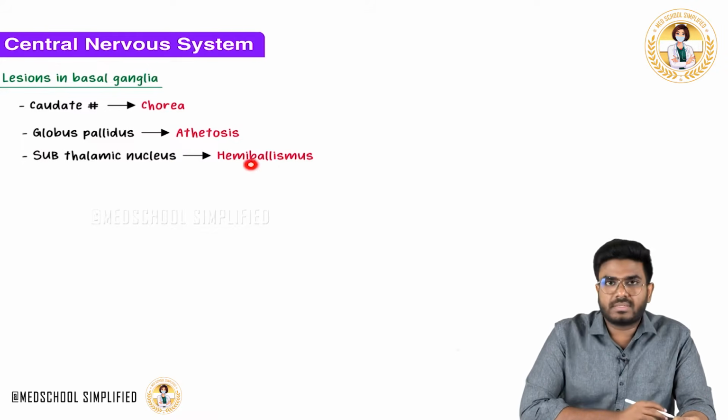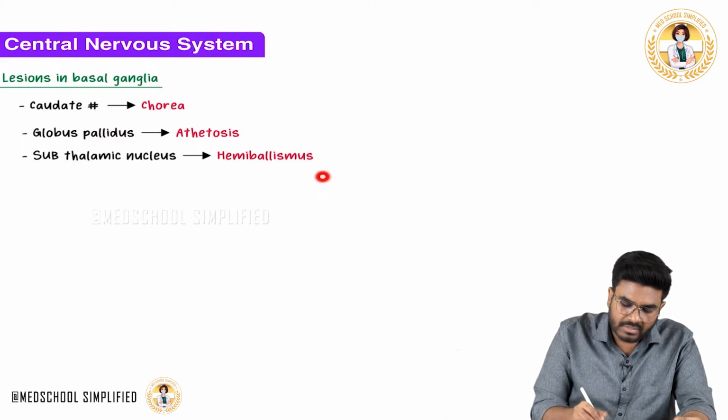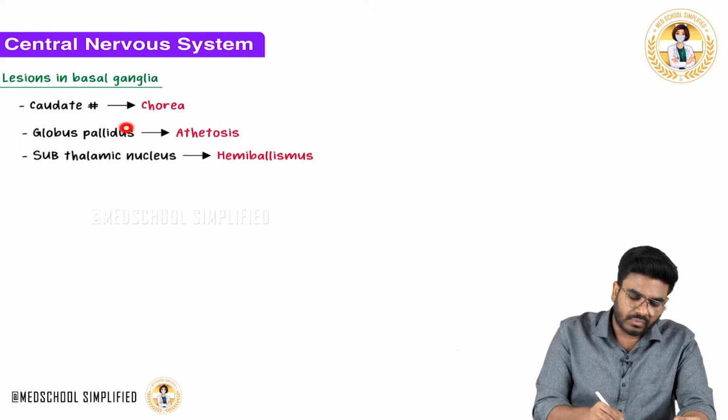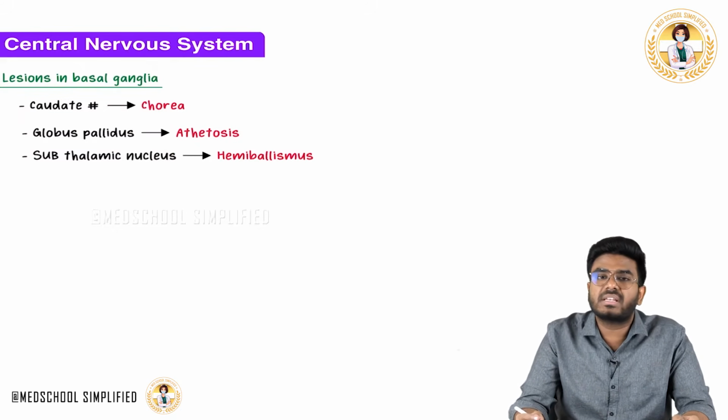And subthalamic nucleus, any lesion to subthalamic nucleus, what happens? There will be hemiballismus. So these are the different types of abnormal movements which are seen due to damage to the structures in the basal ganglia.